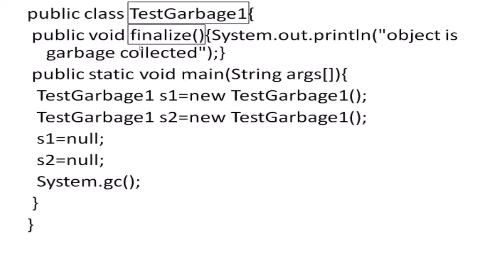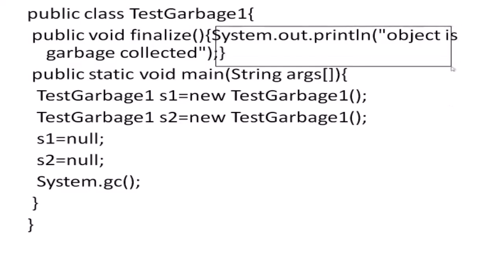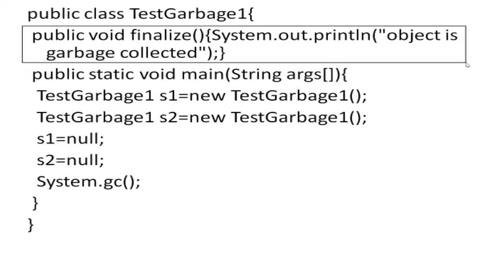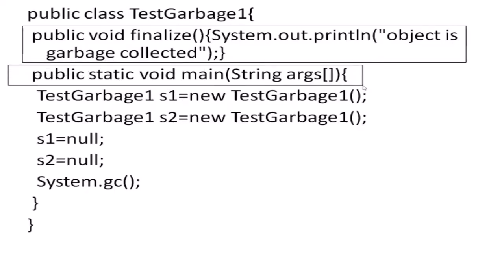Here we have given a public void finalize. We have written this finalize method before the main. System.out.println("garbage collected"). So this is the program which we have. This is the method and output which we have used before the main. Here we have a main method, public static void main(String[] args).